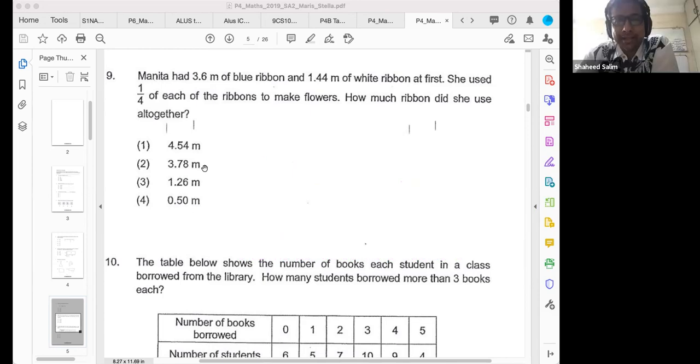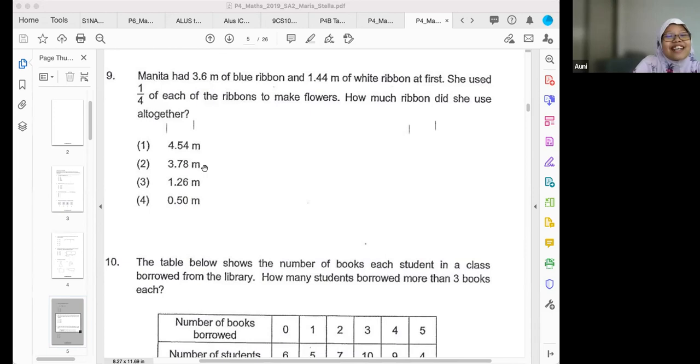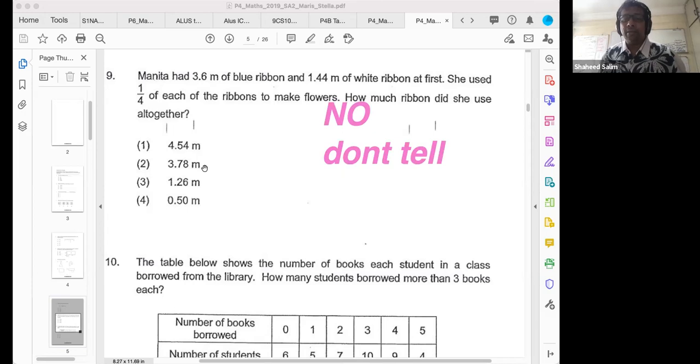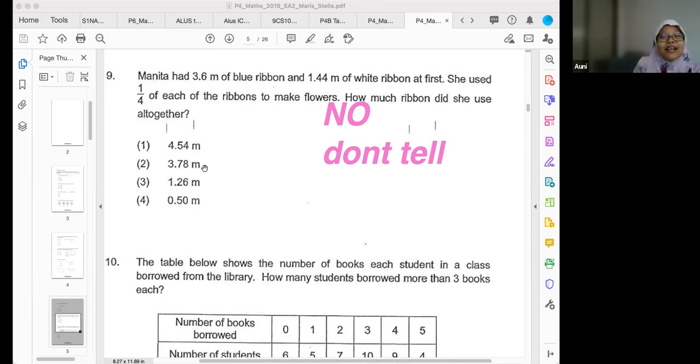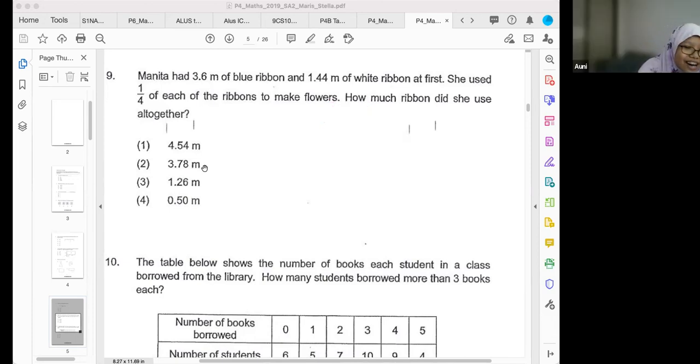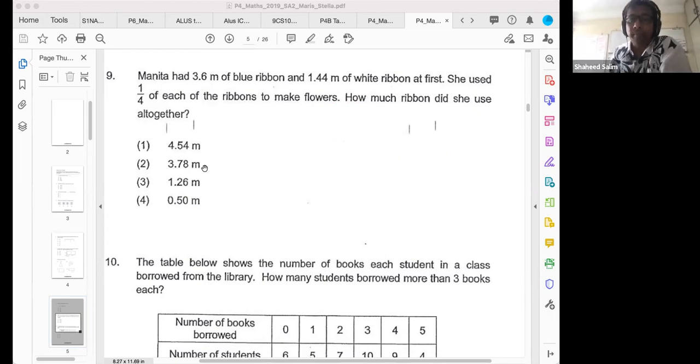Okay, come. We try this. You don't know how to do it. Okay, we think Manita. Manita is a person. Manita had 3.6 meters of blue ribbon and 1.44. I thought you meant it's a story. Don't tell. Don't tell what? It's actually a story. Okay, so Umaira says don't explain, so you'll be able to do it. Come, try then. That's how you have to do if the teacher doesn't explain, Umaira. Can do. Try lah.